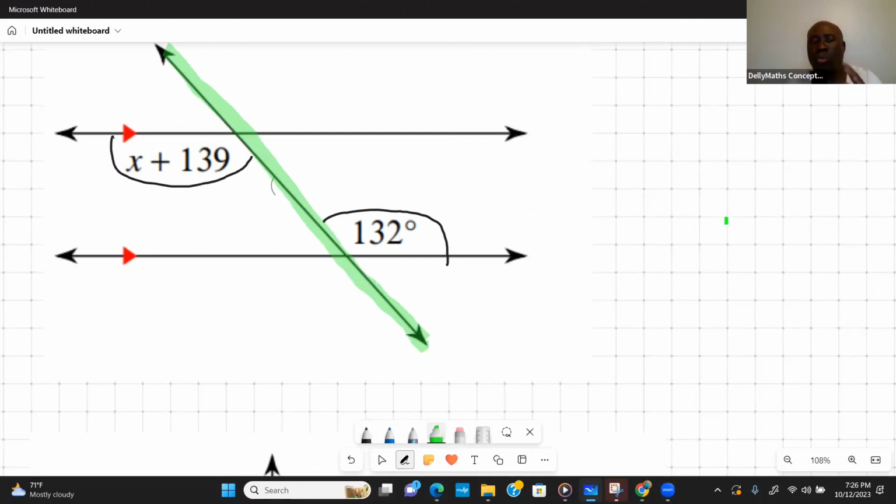You're going to realize that one is at the top to the left, the other is at the bottom to the right. So this one is at the top and it's to the left of the transversal, and this one is at the bottom and it's to the right of the transversal. It is suggesting that these angles are alternate angles and they are inside. So they are called alternate interior angles.